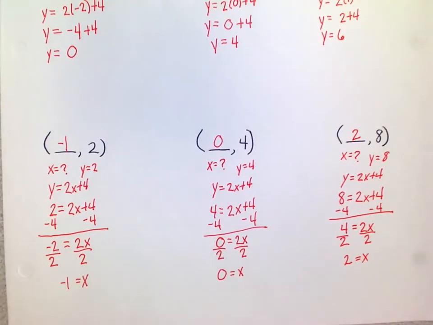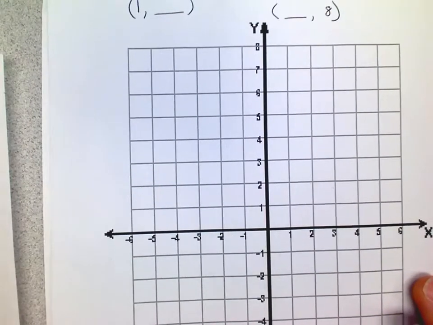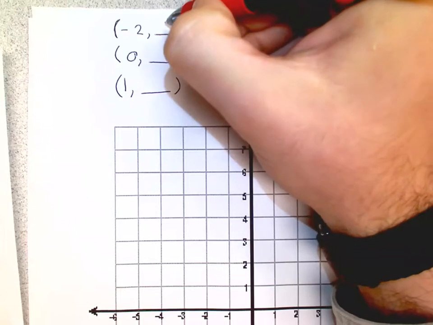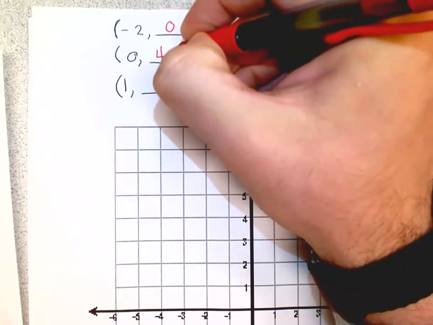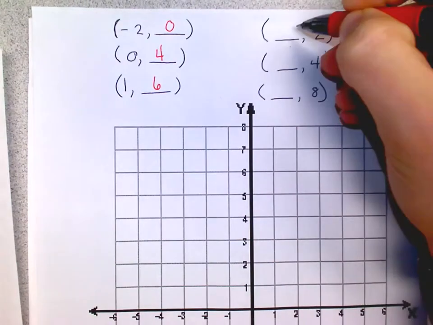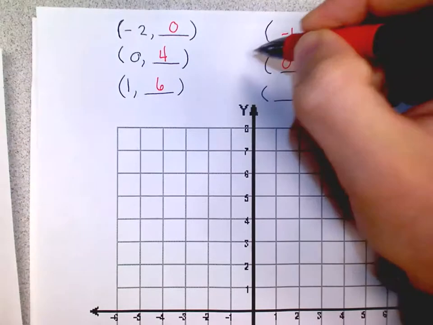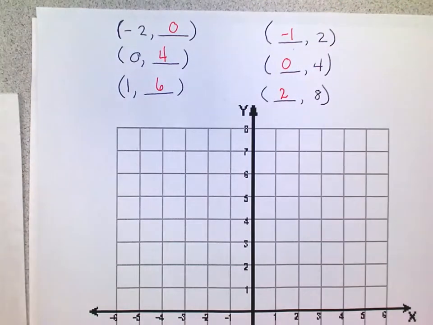Okay, now we're asked to actually go through and take what we just solved and graph it. So I have this 4-quadrant plane that was discussed in the first video. I'm going to graph the points that we just found: negative 2, 0; 0, 4; 1, 6; negative 1, 2; 0, 4, notice these are the same points; and 2, 8. Let's get started.